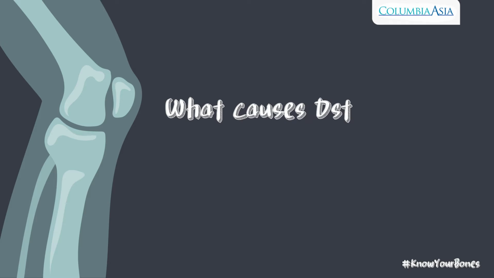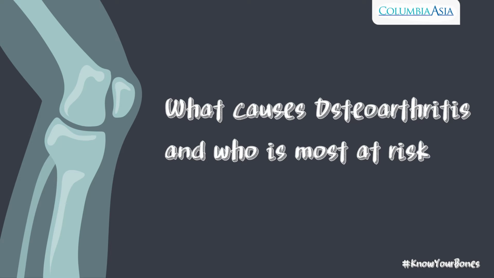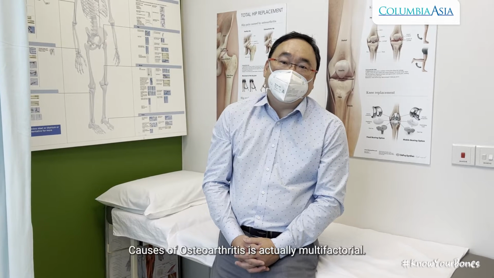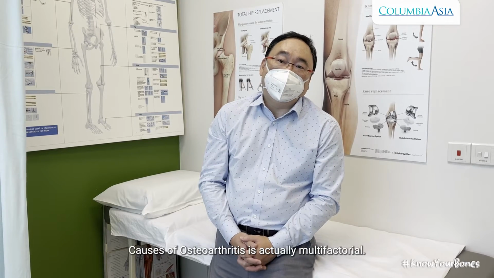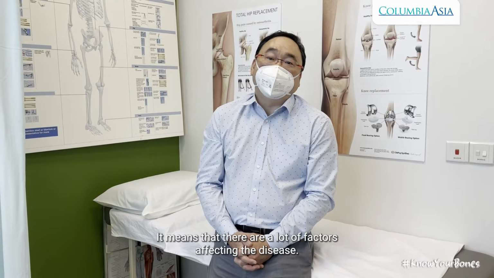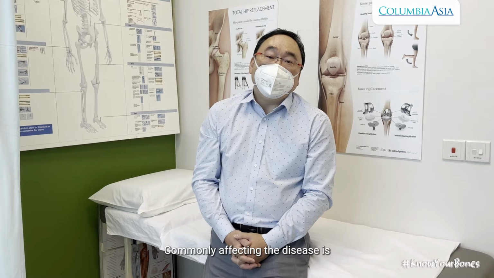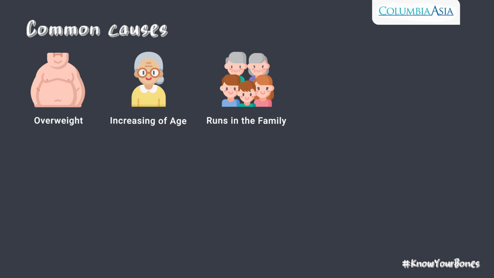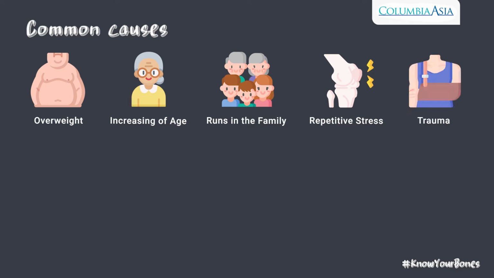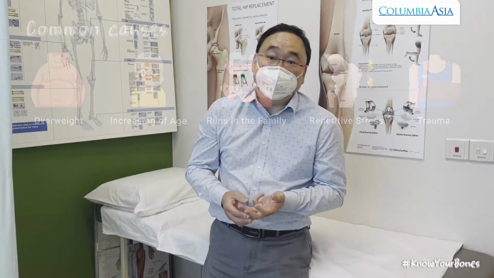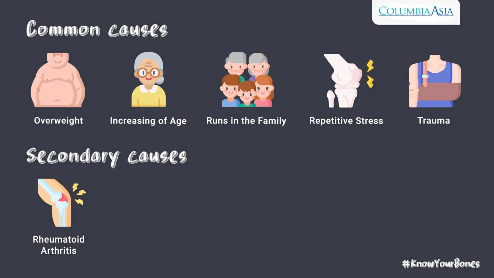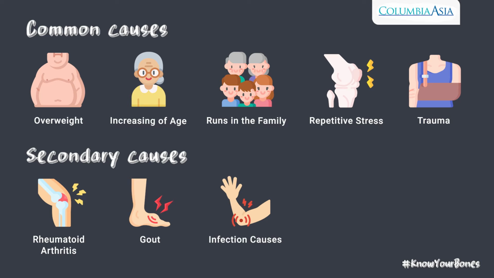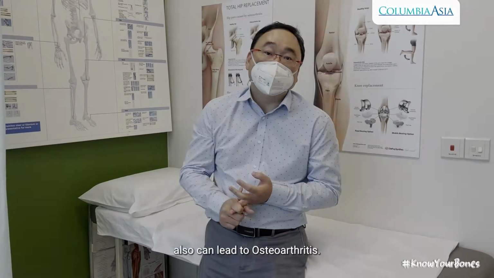What causes osteoarthritis and who is most at risk? The cause of osteoarthritis is essentially multifactorial. It means there are a lot of factors affecting the disease. Commonly, these are being overweight, increasing age, family history, repetitive stress, and trauma. Sometimes secondary causes like rheumatoid arthritis, gout, or infection can also lead to osteoarthritis.